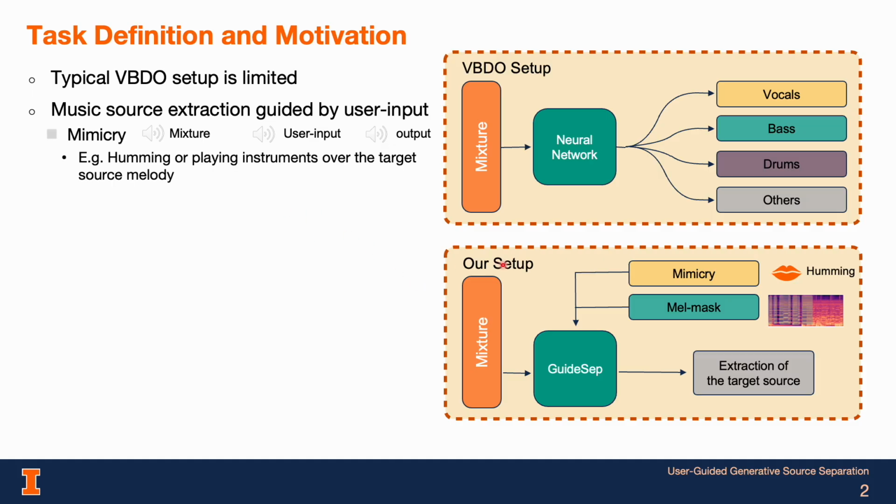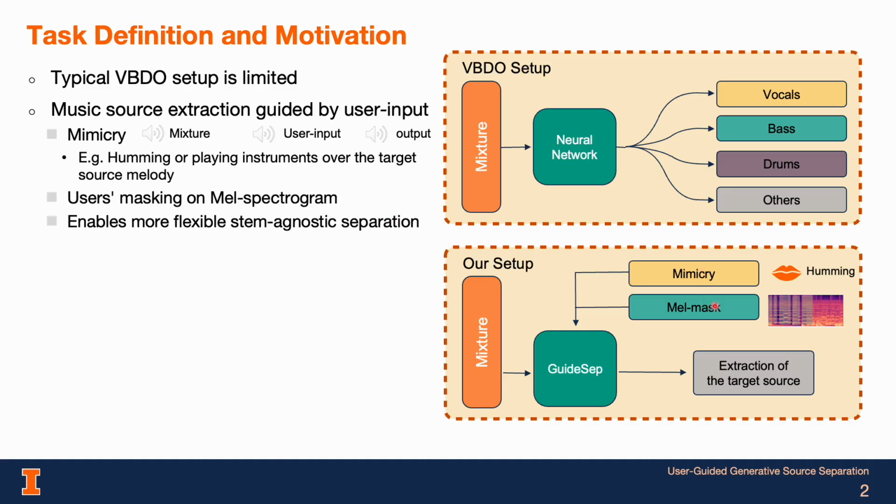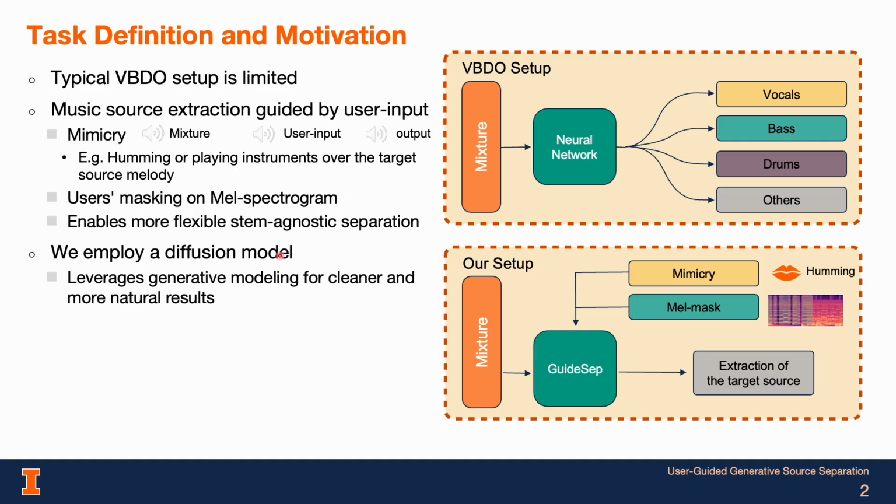We propose 2 kinds of user guidance. The first is mimicry, where users can hum or play instruments over the melody of the target instrument they want to extract. The second is masking, where users can draw a mask onto the mel spectrogram to highlight the regions where they think the target instruments may appear. This enables a more flexible way of separation. We use a diffusion model for separation, allowing for cleaner and more natural audio output, which is often hard to achieve with predictive models.